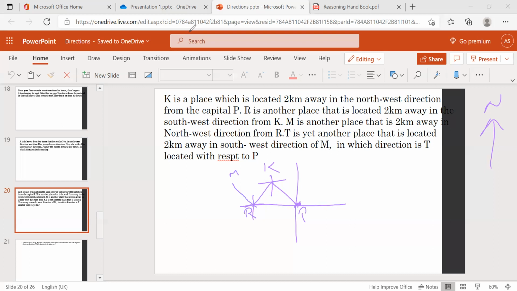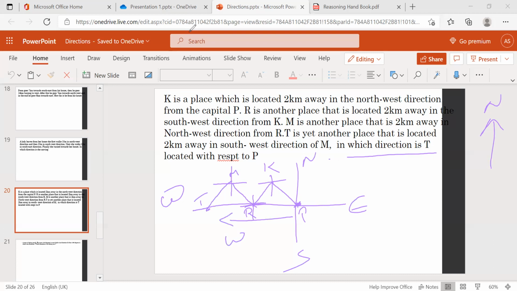T is at another place located 2 kilometers away in the southwest direction of M. What is the southwest direction from M? Where is it? So this one. This is nothing but T. In which direction is T located with respect to P? P is here and T is here. This is north, this is east, this is south and this is west, right? So with respect to P, T is located on the west.